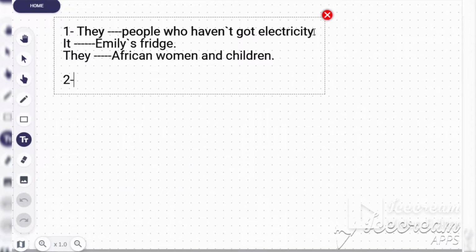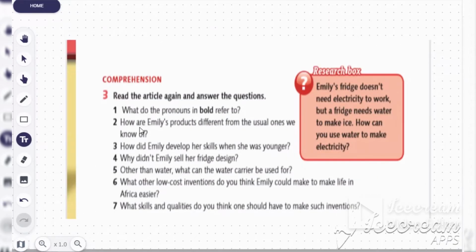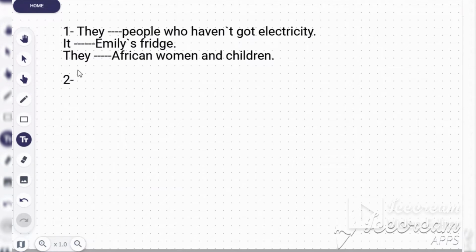Question number 2. What's the question? Let's go back to the question. How are Emily's products different from the usual ones that we know? How are her products, her inventions, different from the usual ones that we know? How are they different? Now we will answer. They are low cost products. What does low cost products mean? It means their cost is low. The word cost means تكلفة.